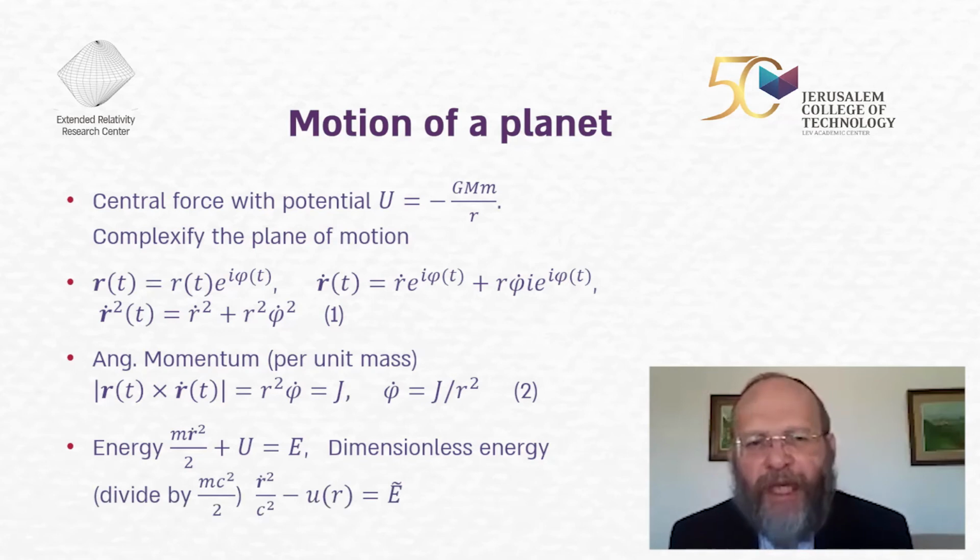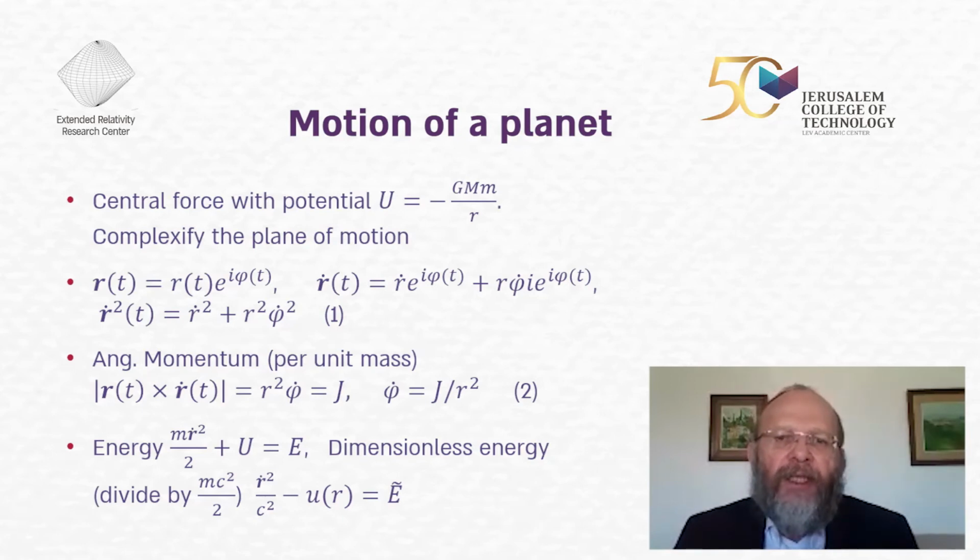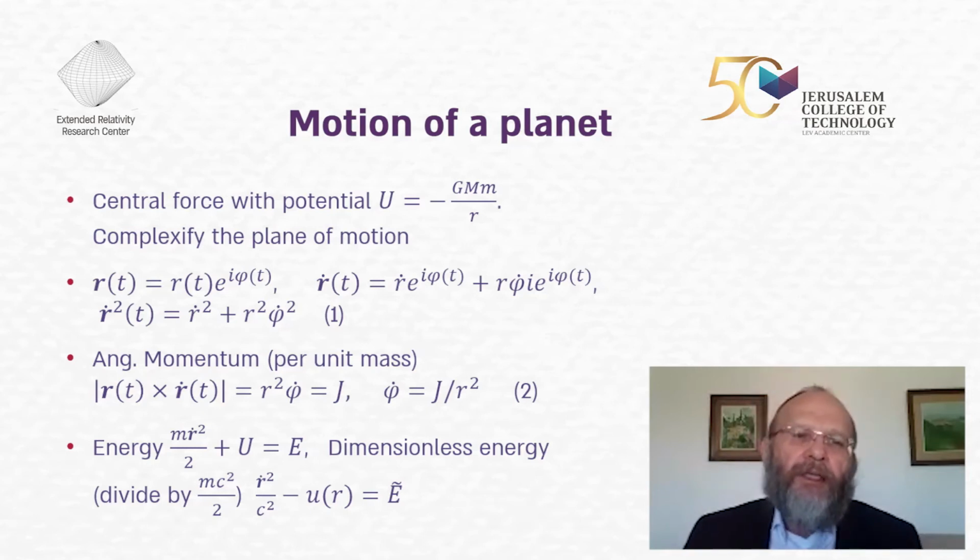Now we want to use the energy conservation, from which we will be able to derive the trajectory of a planet. Here's the energy, the regular formula: m times v squared over 2 plus U equals E.